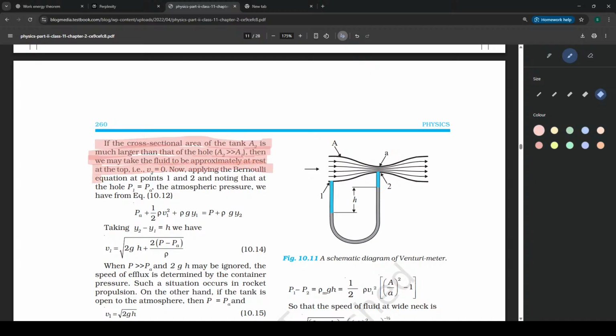Now applying Bernoulli equation at points 1 and 2, and noting that at the hole P1 is equal to PA, atmospheric pressure, we have from equation 10.12: PA plus half rho V1 square plus rho g y1 equals P2 plus rho g y2. Before going on, we will take a 10-minute break.